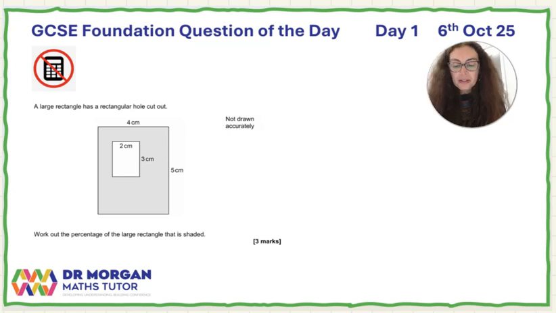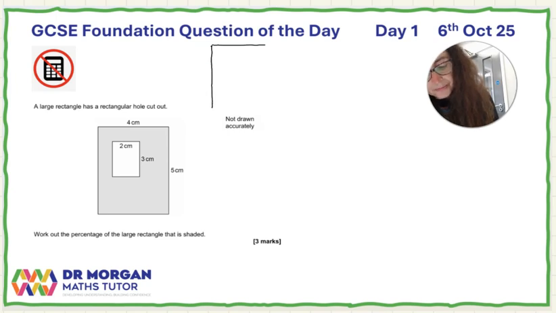In this question, it says that a large rectangle has a rectangular hole cut out of it. And I've got to work out the percentage of the large rectangle that is shaded. So the very first thing I'm going to do is look at the large rectangle. What I'd really like to do is find its area.